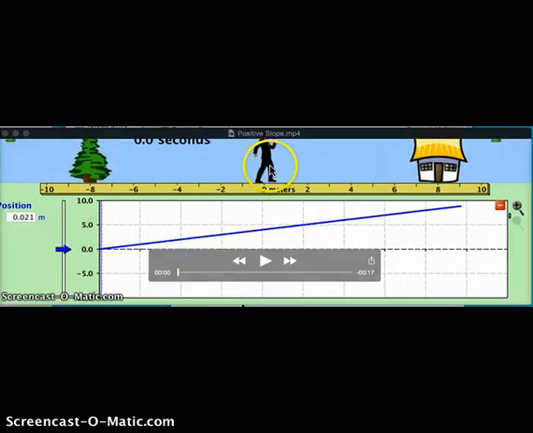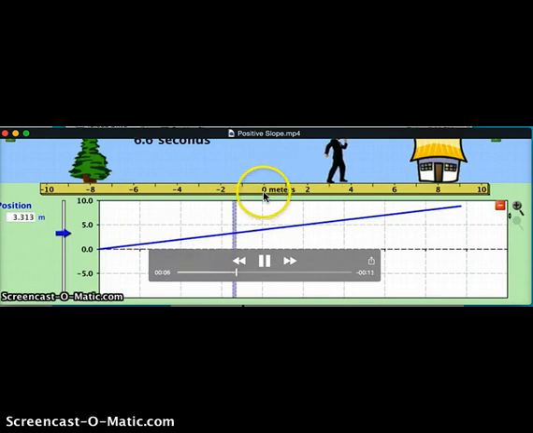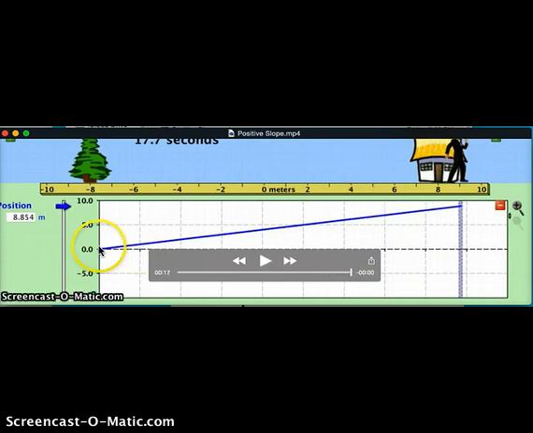Okay, so what we have here is our moving man, and we have a graph here, and what I notice is a positive slope. So let's see what motion would cause a positive slope. So we have this little guy here. Let's see what happens. To make a positive slope, he's going to start at 0 and he's going to move away from 0 and go towards the house. Big key word is he's moving away. He's getting further and further away from the starting position as time goes on.